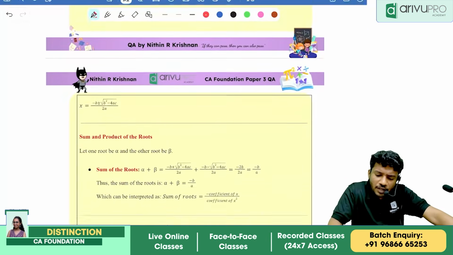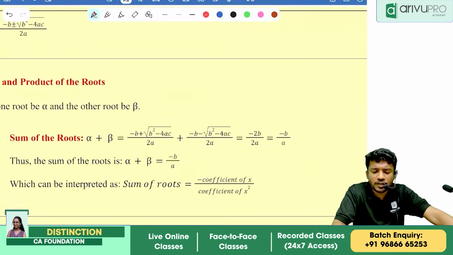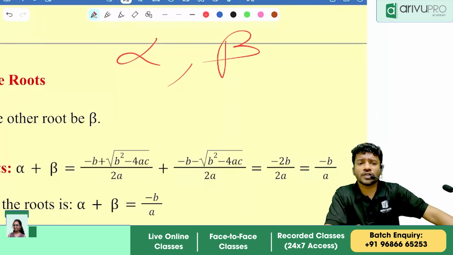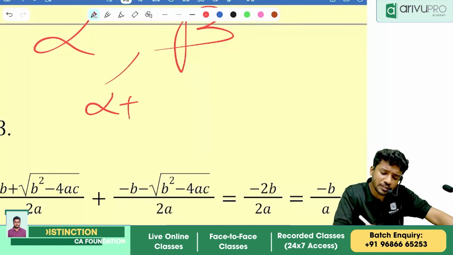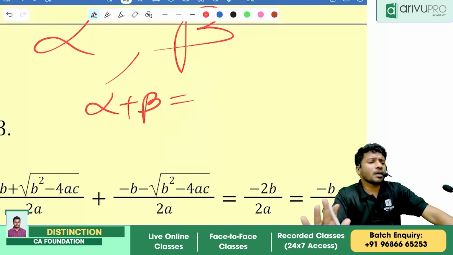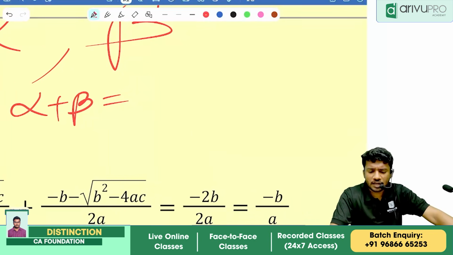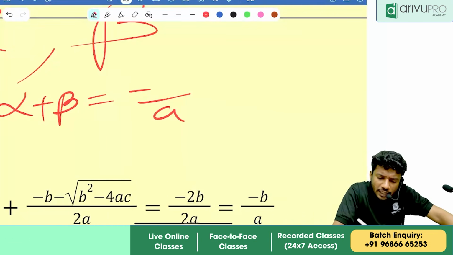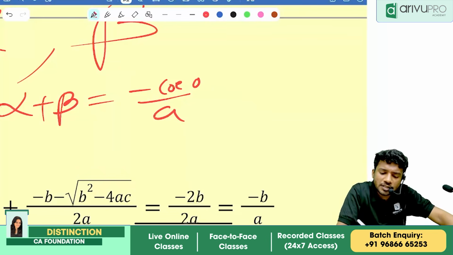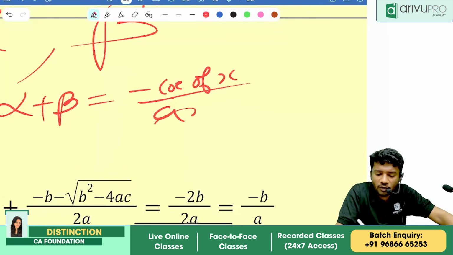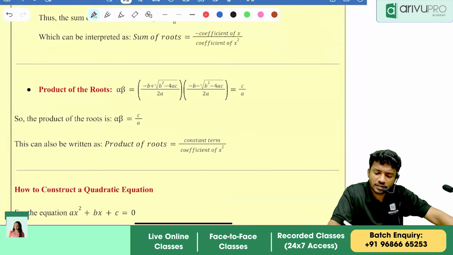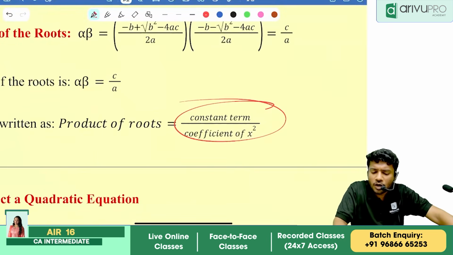Before that, I want you to see the sum of the roots. Usually we call alpha and beta the roots of the equation. Then alpha plus beta is called the sum of the roots. Usually we can write it as minus b divided by a, or nothing but minus coefficient of x divided by coefficient of x square. Then the product of the roots is the second thing. Product of the roots is what? Constant term.